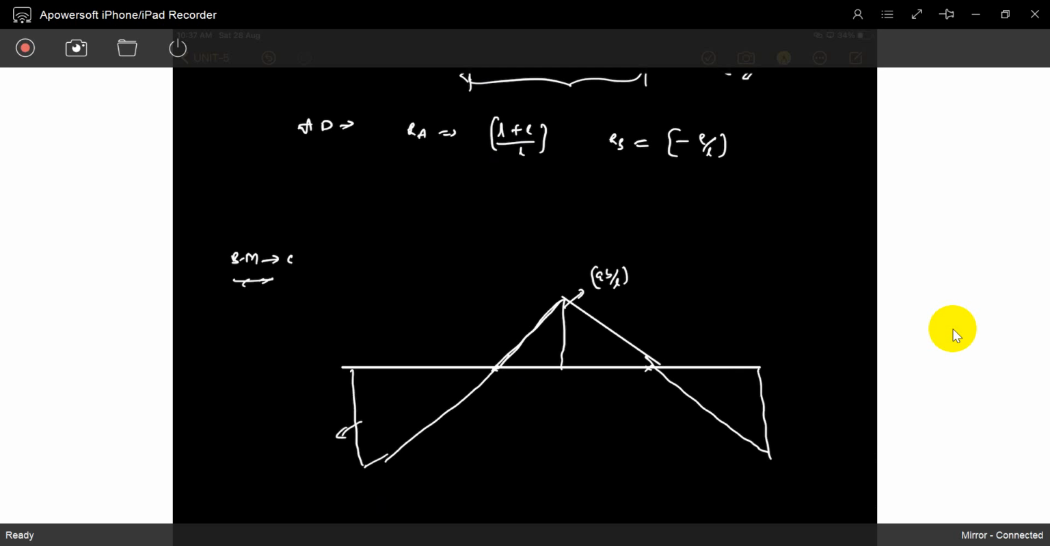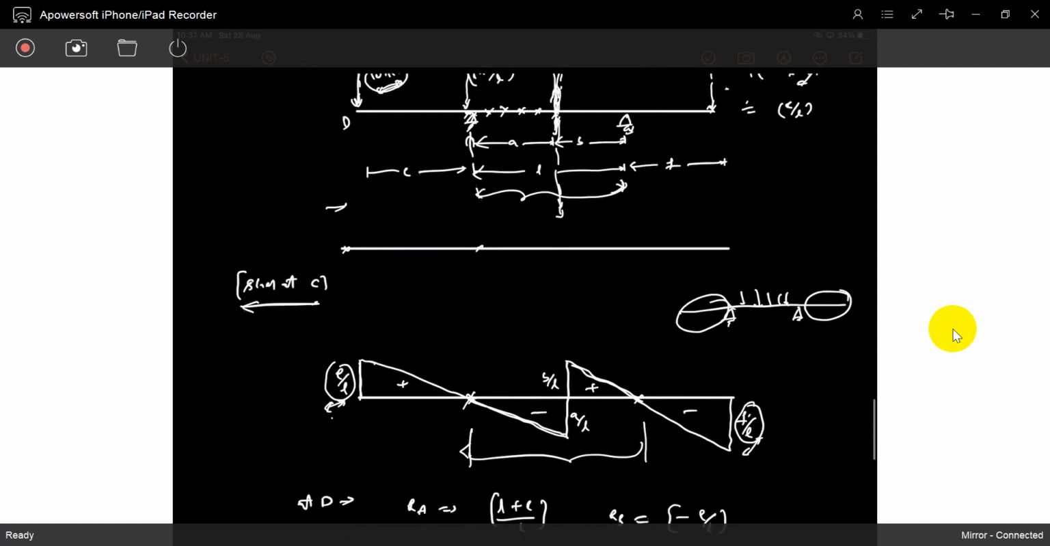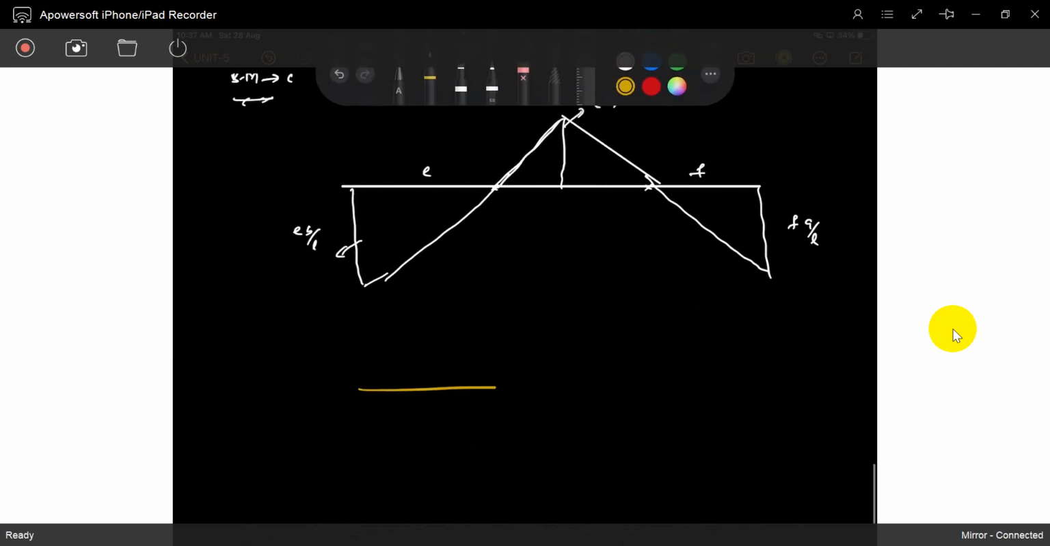Sir, what is this value? This value is EB by L, because this is E and this is F. This is FA by L. Sir, how can I trust it? No need, do it. So I will show you.